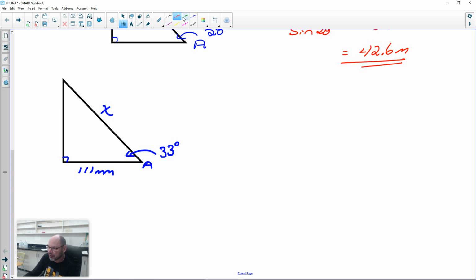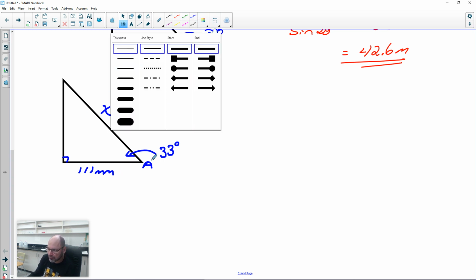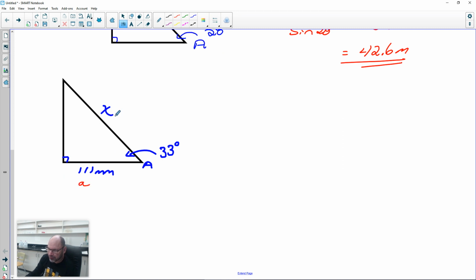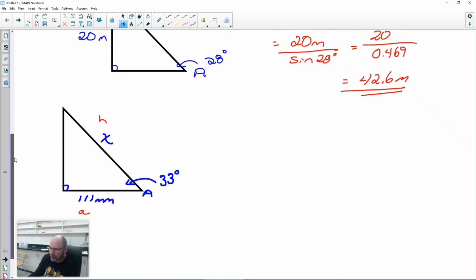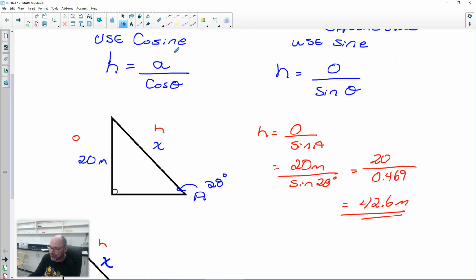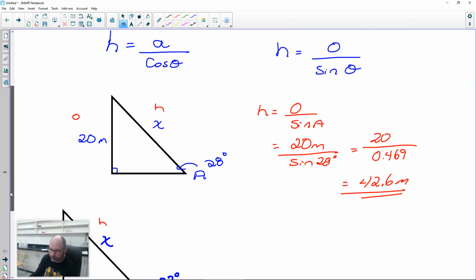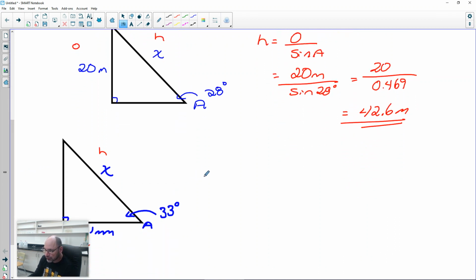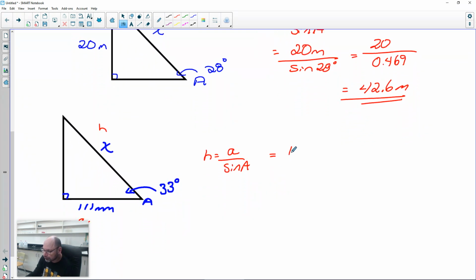Okay, so to solve it, there's our angle. This is our adjacent side, and this is our hypotenuse. Remember, hypotenuse is always opposite of the right angle, and adjacent is always touching the angle. So adjacent and hypotenuse, if we look at our formulas at the top here, that's this one with the cosine. So H equals the adjacent side divided by the cosine of A. In our case, that's 111 divided by the cosine of 33.